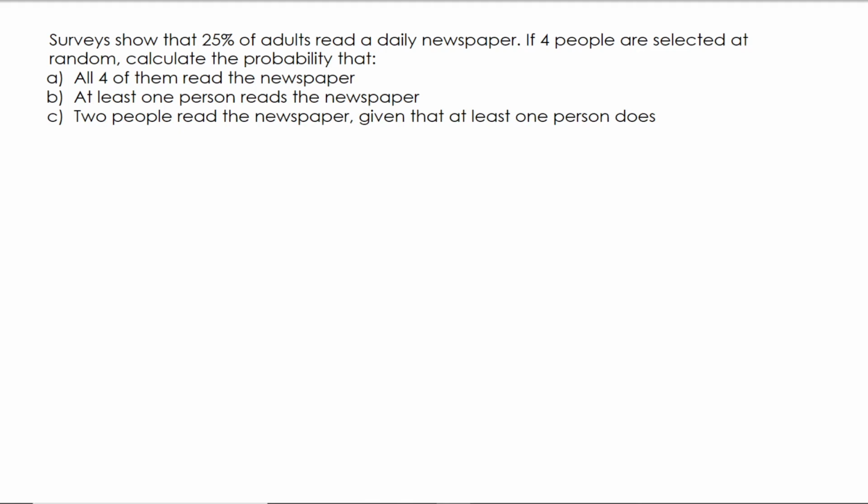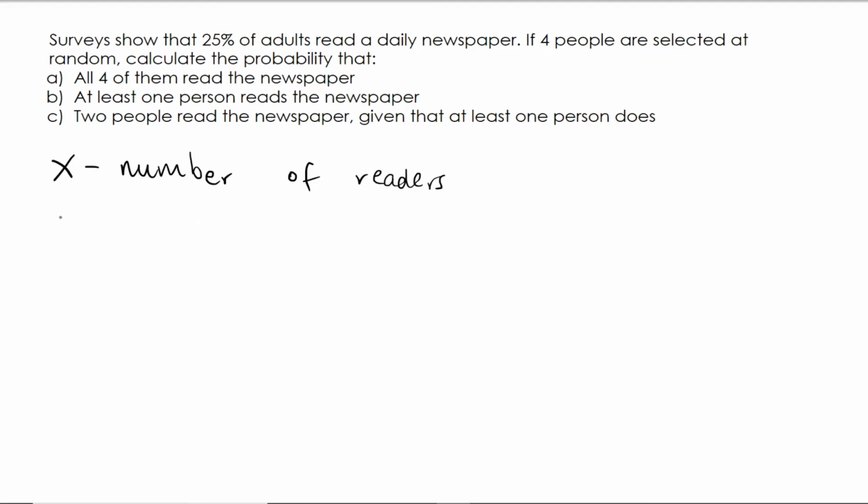Thank you, Simon. Simon's question is, surveys show that 25% of adults read a daily newspaper. If 4 people are selected at random, calculate the probability that A, all 4 of them read the newspaper, B, at least 1 person reads the newspaper, and C, 2 people read the newspaper, given that at least 1 person does. So I'm going to call capital X the number of readers.